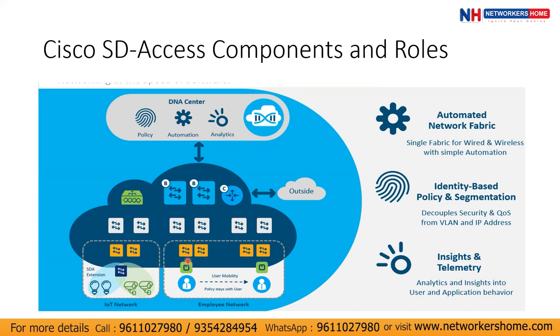Suppose a user is complaining that, "Hey, when I go to building number one I'm getting a good connection, good internet speed, and everything is good. But when I go to building number two, I'm not getting that level of speed or that level of satisfaction." That level of insight, you can get on DNS Center. You can easily identify what the behavior was when the user was in building number one and what the behavior was when the user was in building number two, right?